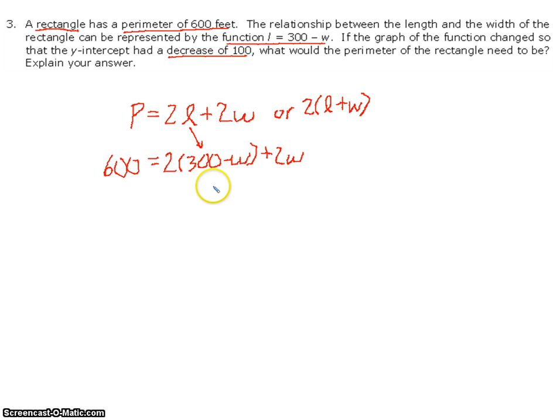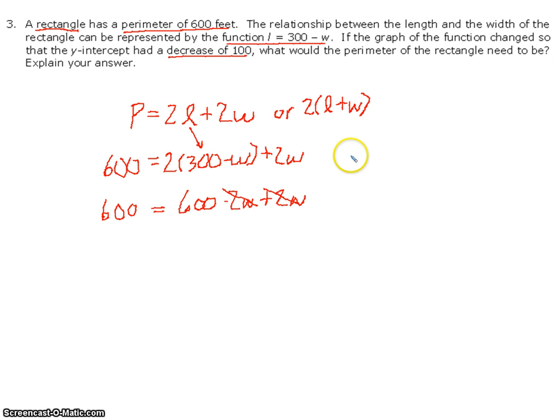Now, if I simplify that a little bit, use my distributive property here, I get 600 minus 2W plus 2W. So you'll notice that the 2W's cancel out, right? You got a plus 2W and a minus 2W. Those are just opposites, so they just cancel each other out. Equals 0. So you can see that 600 equals 600.